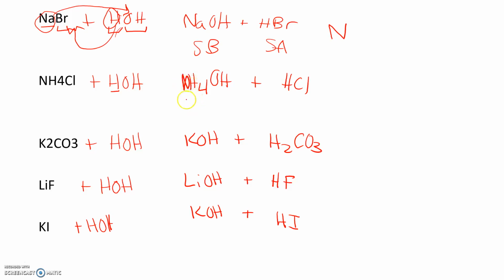For the next one, I have ammonium hydroxide and hydrochloric acid. So hydrochloric acid is a strong acid. Ammonium hydroxide is a weak base. So in this case, I have a strong acid and a weak base. That means the acid is going to predominate. So this is going to be an acidic salt.